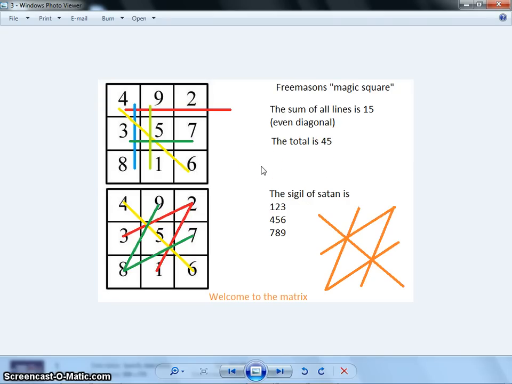A lot of measurements are done on 45 degree angles. The sigil of Satan, or one of the sigils of Satan or Saturn, is 1, 2, 3, 4, 5, 6, 7, 8, 9. Now, what are the odds that these numbers would create this perfect symmetrical pattern with these numbers adding up? I believe that this is the mathematical matrix that we're all in. Just some hidden knowledge.